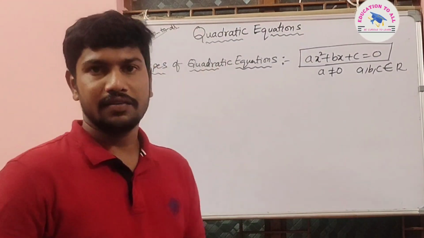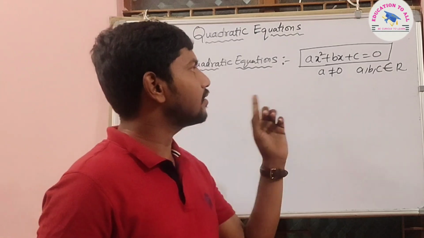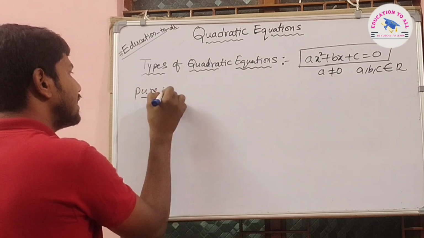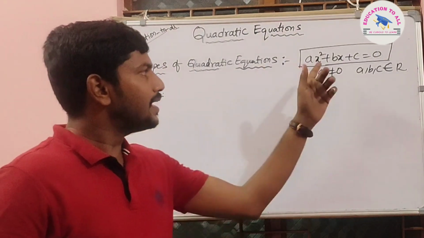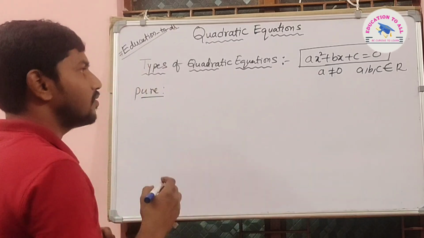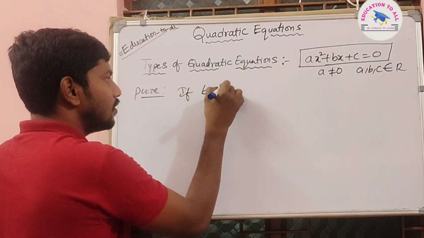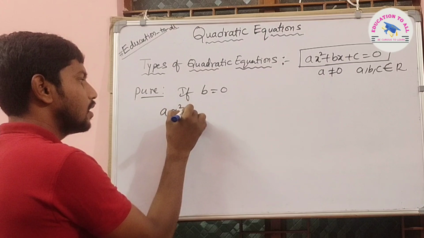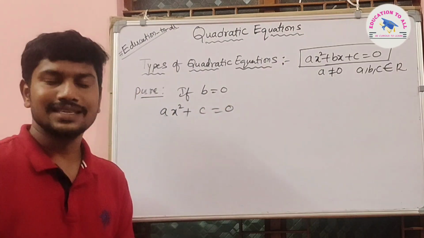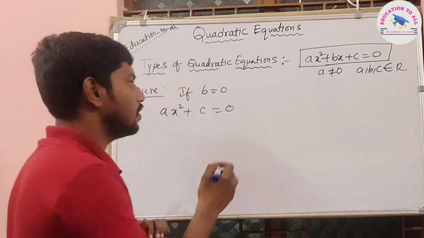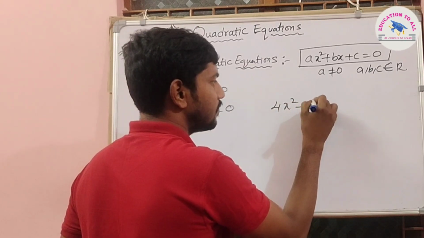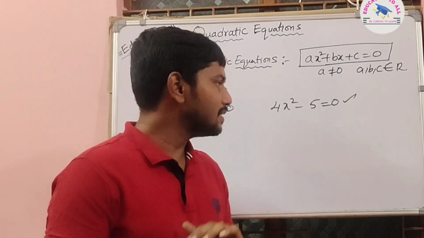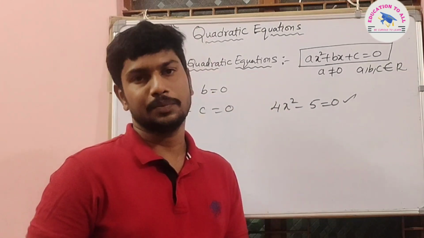Some types of quadratic equations. In the quadratic equation ax square plus bx plus c, the first one is the pure quadratic equation. What is meant by a pure quadratic equation? If b is 0 in the general form of the quadratic equation, then the equation changes to ax square plus c equal to 0. This is called a pure quadratic equation. Let's write an example: 4x square minus 5 equal to 0. Here you can observe clearly the x term is missing. If it is missing in a quadratic equation, it is called a pure quadratic equation.